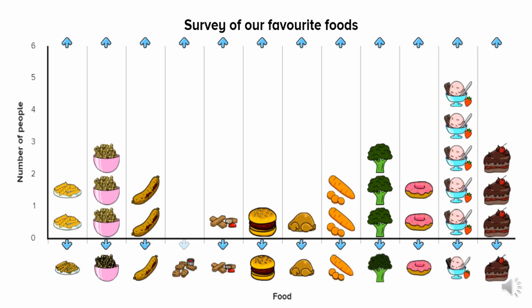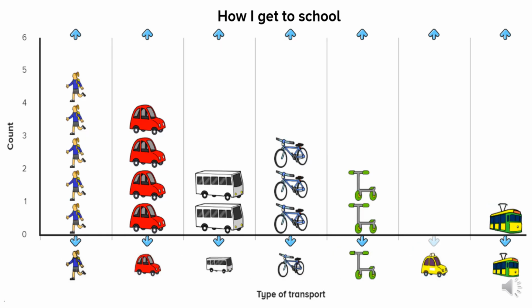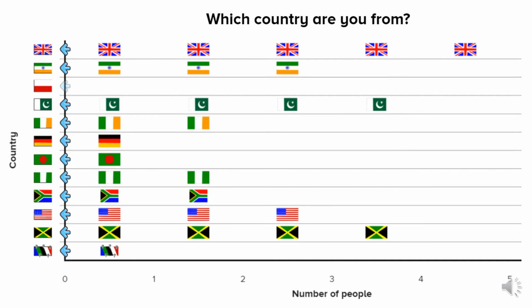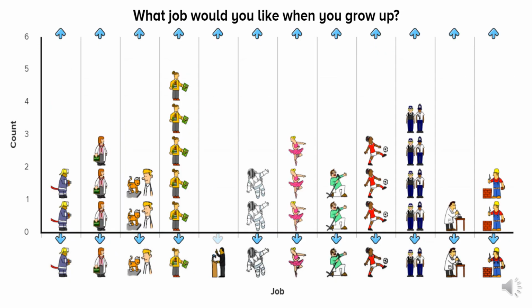You could draw a pictogram to show a survey of everyone's favourite foods. You could draw a pictogram to show how children get to school. You could even draw a pictogram to show where people are from, which country they are from. This pictogram you might notice looks a bit different because the pictures are going horizontally instead of vertically, so they're going a different direction. You could draw a pictogram to represent what job people would like to do when they grow up.